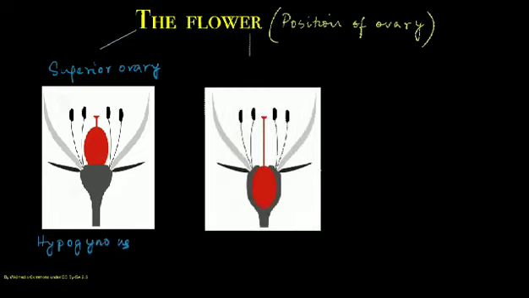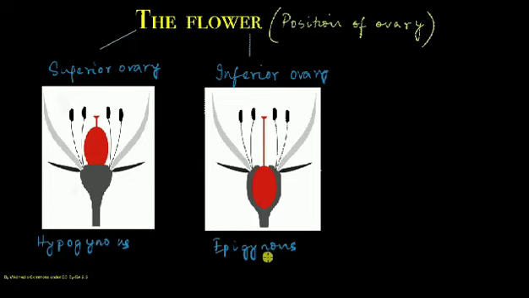The opposite of this is epigynous, in which the ovary is below the rest of the parts of the flower. If you see here closely, the ovary right here is below all of these other things, the sepals, petals, and stamens. This kind of an ovary is said to be inferior ovary. And the flower is said to be epigynous. Epi means above, so the rest of the parts of the flower are above the ovary, hence epigynous.